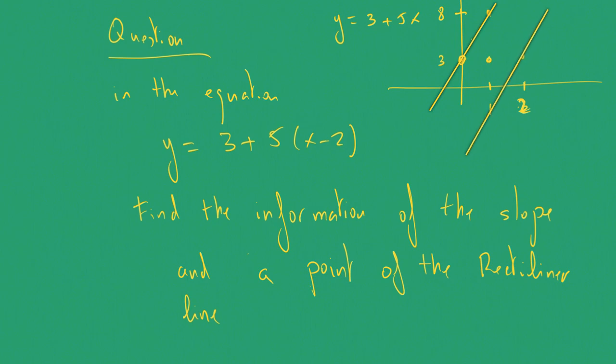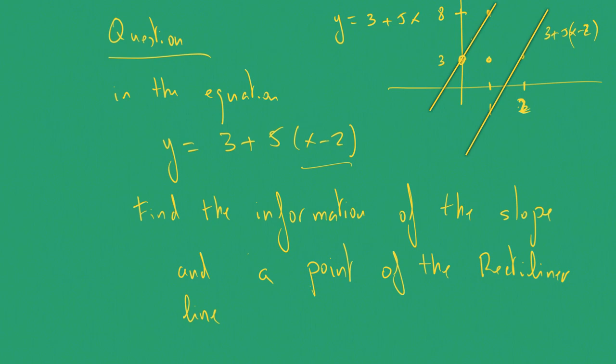And this equation is 3 plus 5x minus 2. Wow. So when the term x minus 2 appears, it means that you translate the equation, you translate the drawing of the equation parallel 2 units to the right.